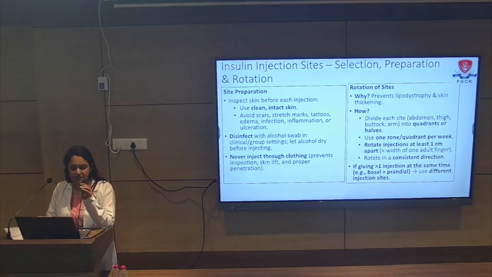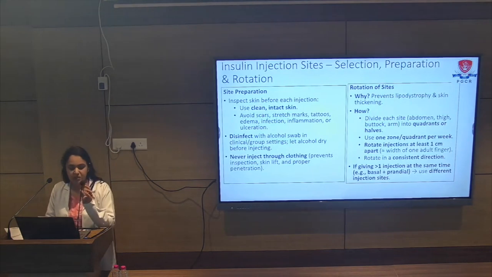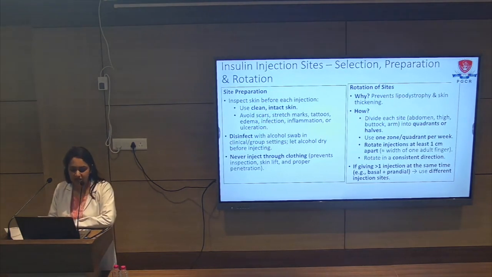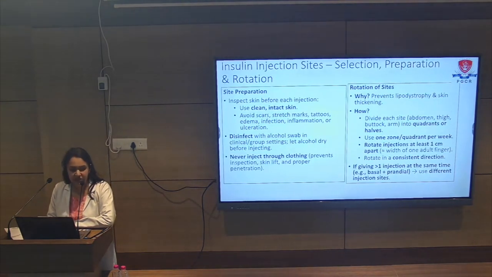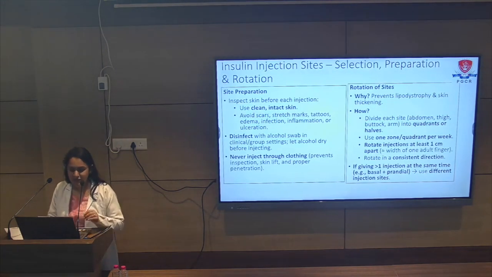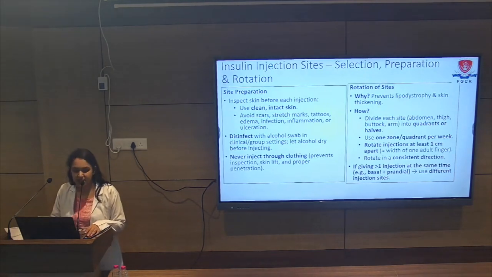Now we inspect the site before each injection. We use clean, intact skin, and avoid scars, stretch marks, tattoos, edema, infection, inflammation or ulceration. Disinfect with an alcohol swab in clinical or group settings and let the alcohol dry before injecting. Never inject through clothing, as it prevents inspection, skin lift and proper penetration. Rotate sites to prevent lipodystrophy and skin thickening.